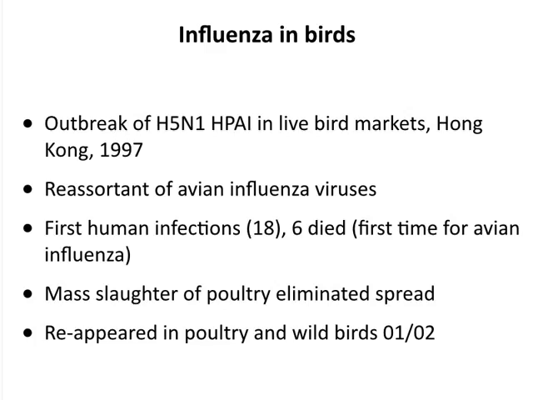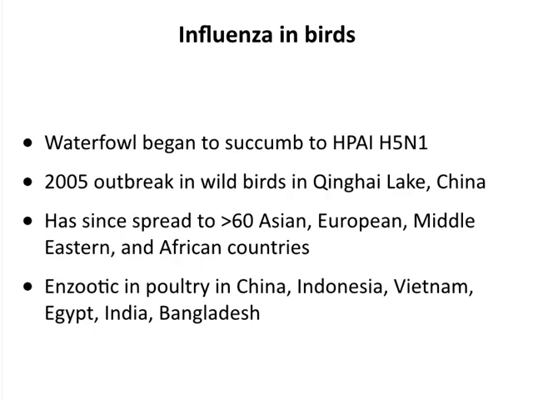All the birds in the market were slaughtered, many, many birds, and this eliminated the spread. It was gone for a while, but in 2001 and 2002, that virus, H5N1, reemerged in poultry and wild birds, and it's been with us ever since. Now, in the first outbreak, mainly poultry, chickens and turkeys were dying of infection. But later on, waterfowl began to die. And this has never been seen before with H5N1.